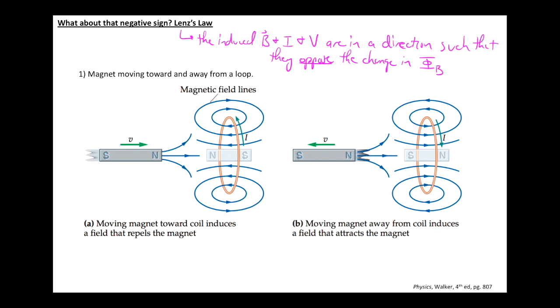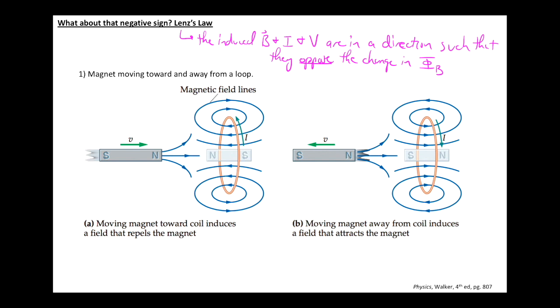Okay? So, how does that work out in practice? We've got the same two diagrams from the first slide, the one on the left and the one on the right, where we have a magnet that's moving toward and away from a loop of wire. So let's look at the example on the left, where I have a magnet with the north end pointing to the right and it's approaching the coil.